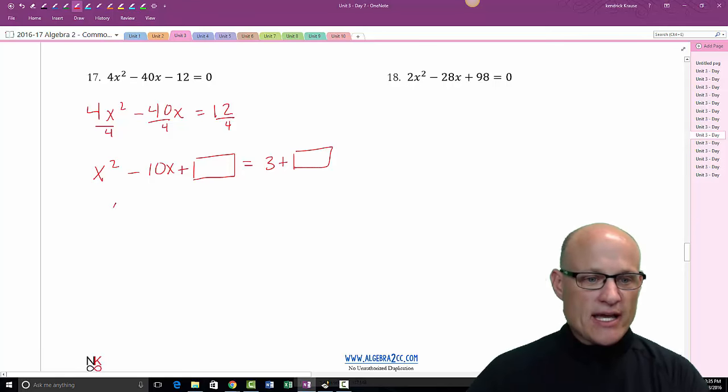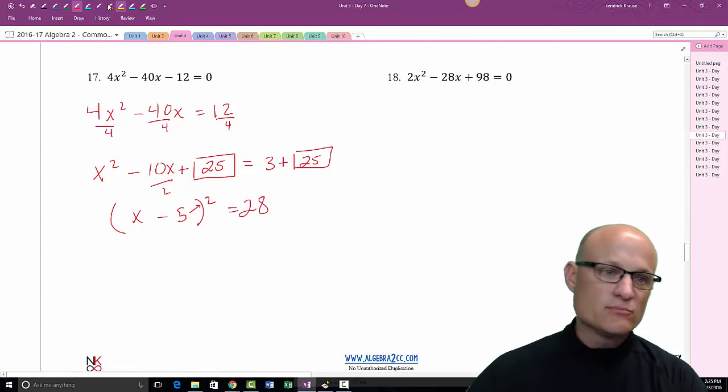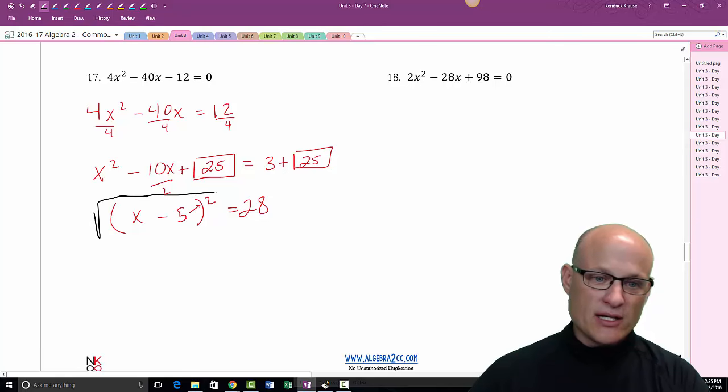All right. Half the middle goes in here. X minus, what's half of this? 5. 5 squared is 25, so 25 goes on each side, and I get equals 28. Come back up here with a little black. Take the square root of both sides. When you take the square root, you put a plus or minus.